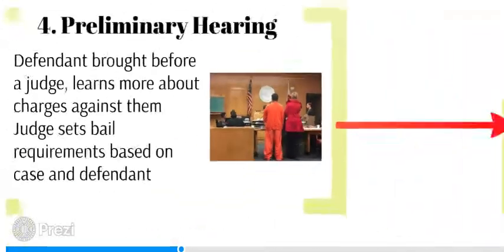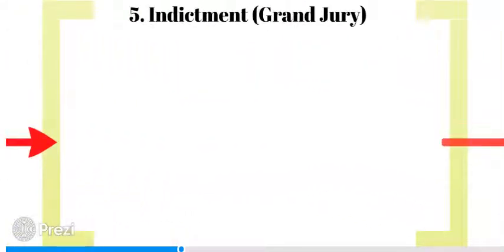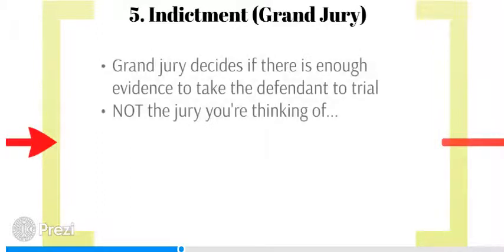Okay? And we're moving on to our fifth one, which is an indictment done by a grand jury. So now at this point, evidence is being collected in the meantime by pertinent and affected law enforcement agencies. So a grand jury is the next step. They decide if there's enough evidence to take the defendant to trial. This is not the jury that you're thinking of that sits in the corner of the courtroom like on Law and Order and says, guilty, Your Honor, or not guilty, Your Honor. That's not these people, okay? A grand jury is not quite as glamorous and not quite as dramatic as a petit jury, the one that you're thinking of in your head.